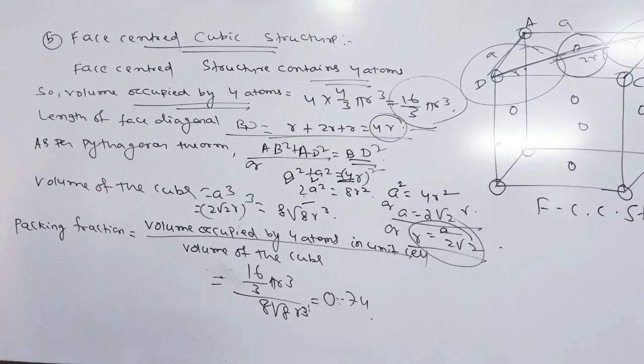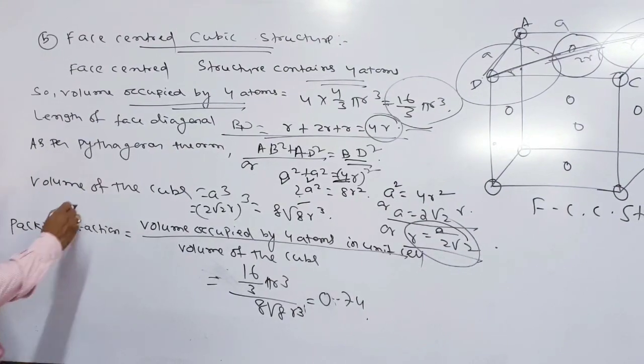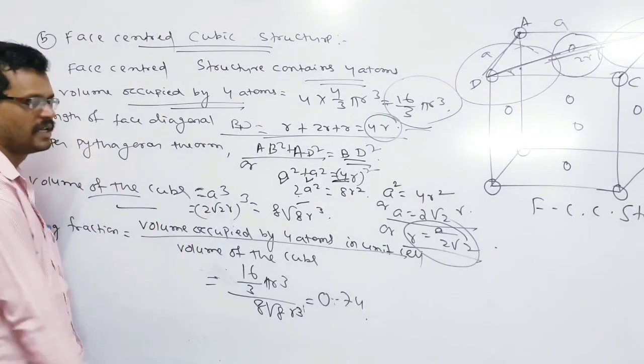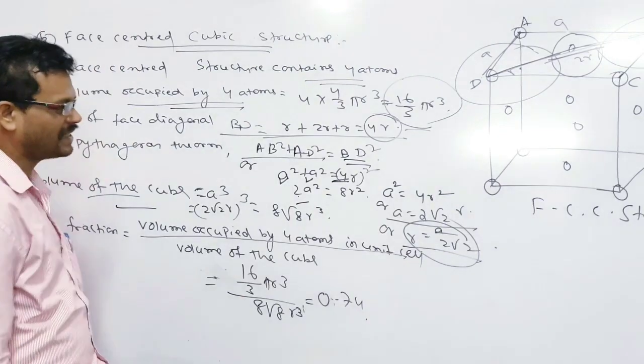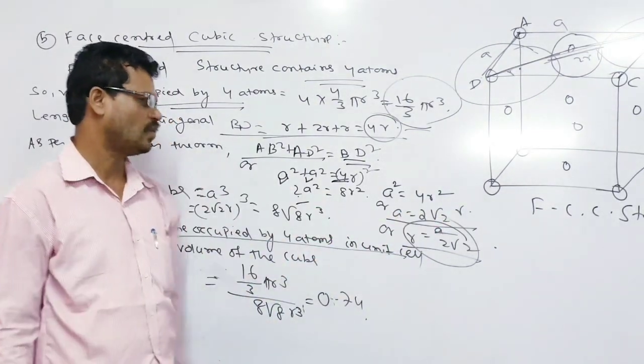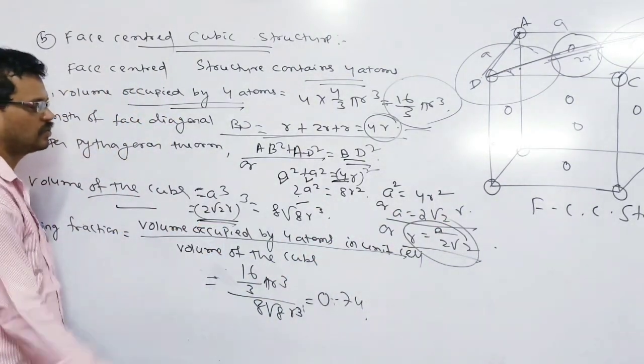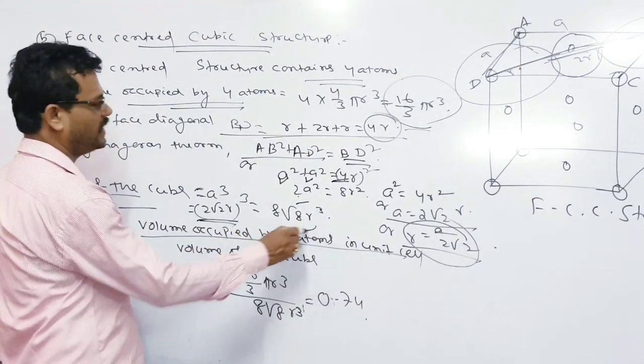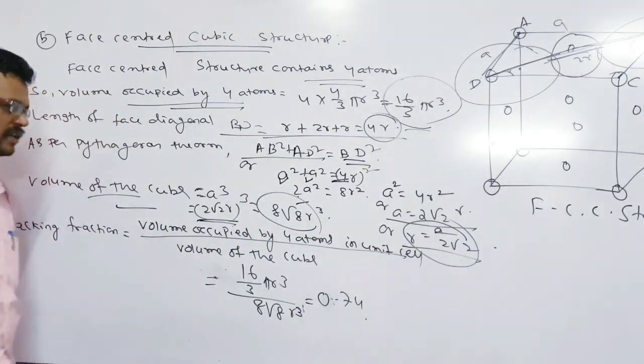Now you see we have to find the volume of the cube. The volume of the cube is equal to its edge length cubed, that is a cube, and the edge length we have found to be 2 root 2 r. So we will take 2 root 2 r cubed, it will become 16 root 2 r cube.